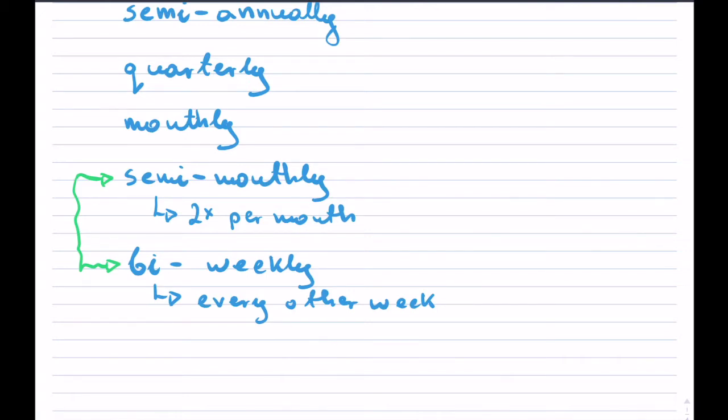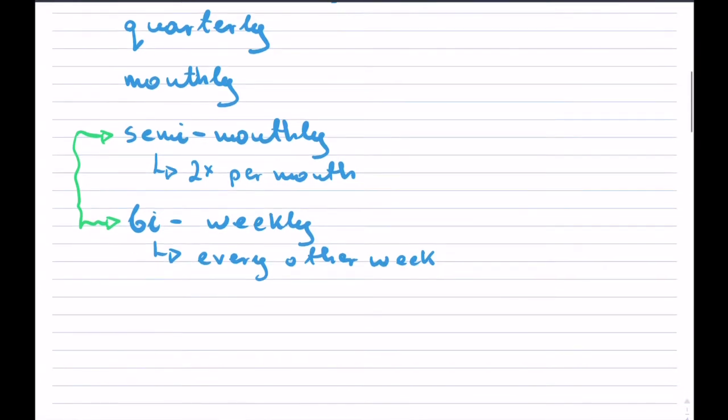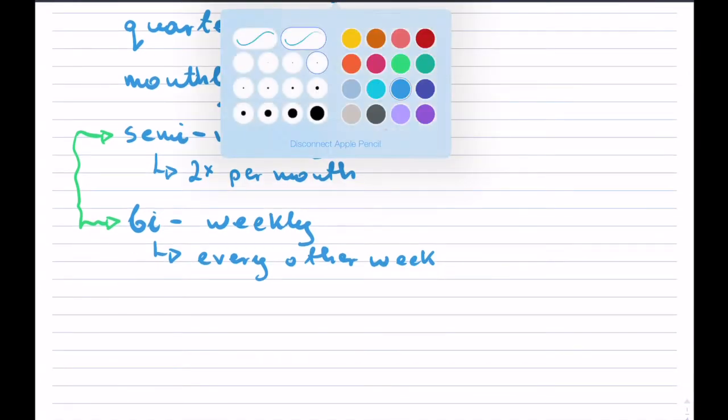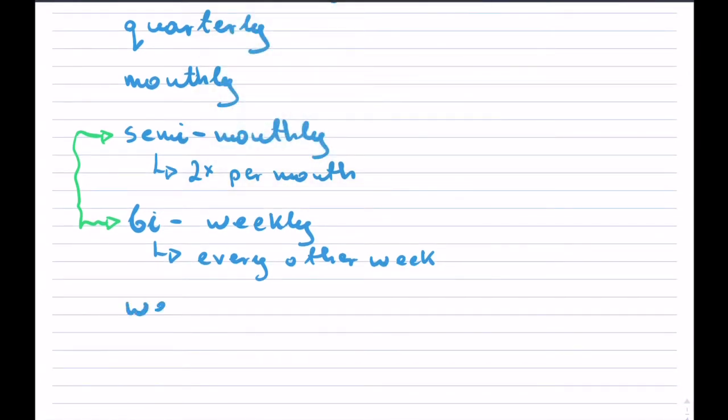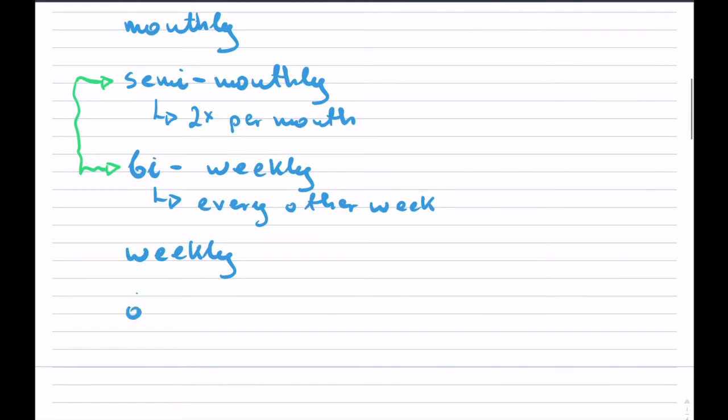Now from bi-weekly comes weekly. What does weekly mean? Weekly means obviously every single week. The next one after weekly, the most common one, is on a daily basis. Daily obviously means once per day.